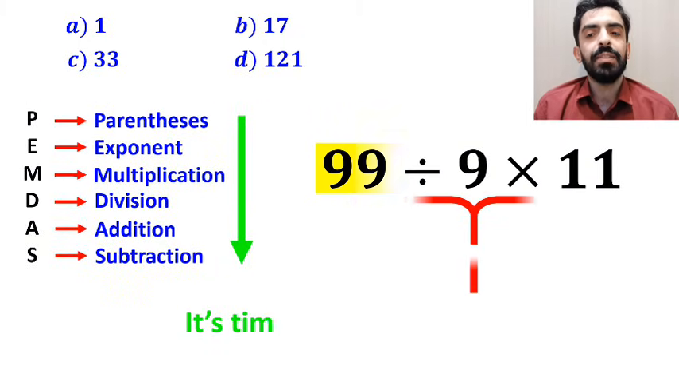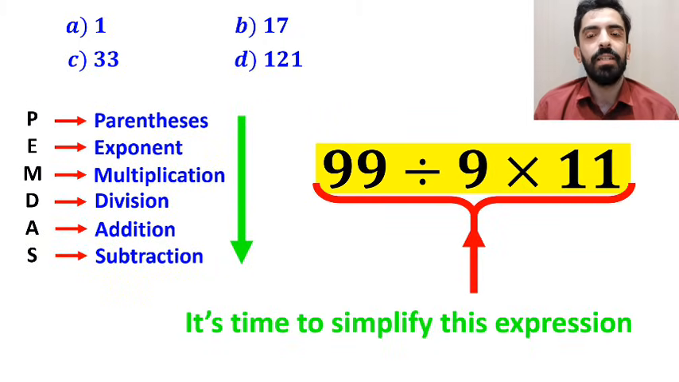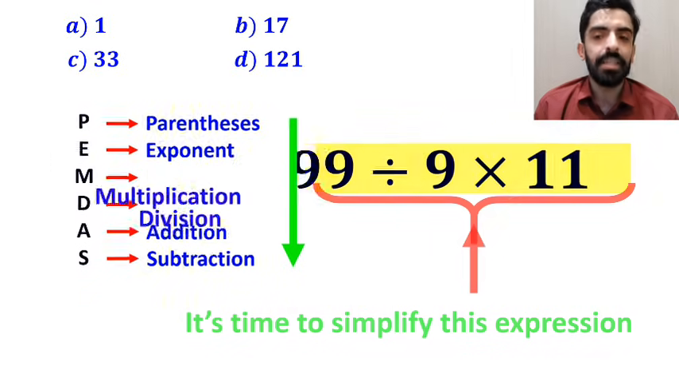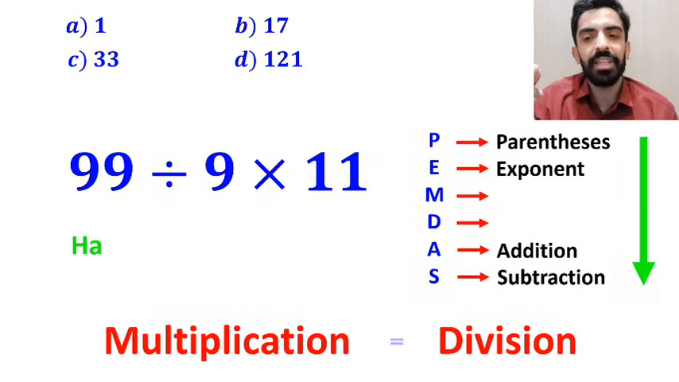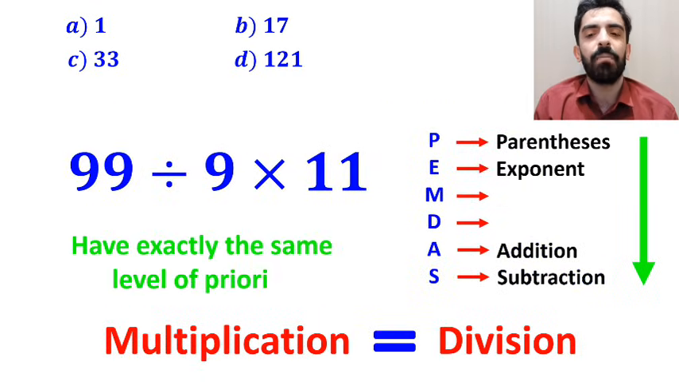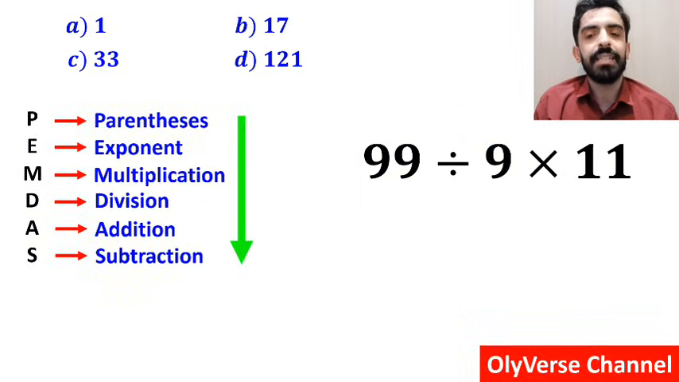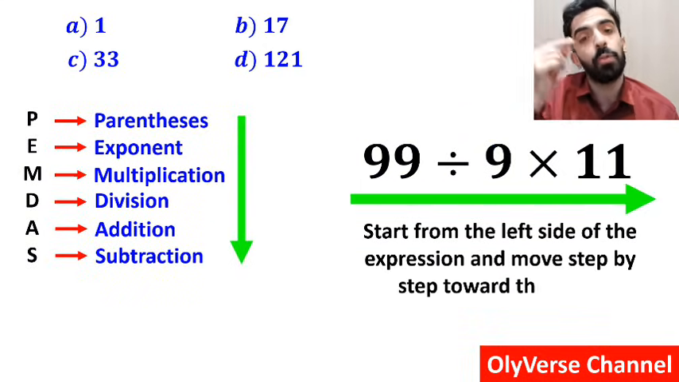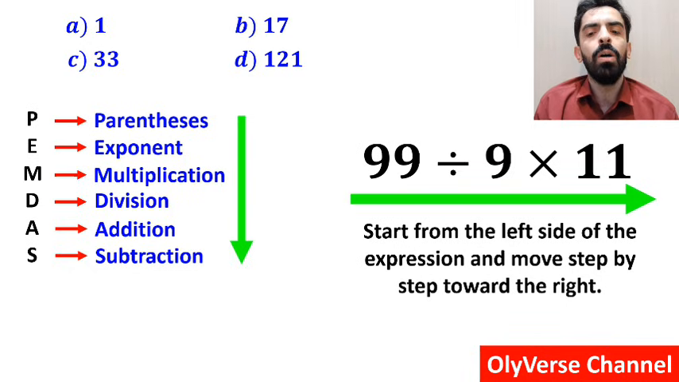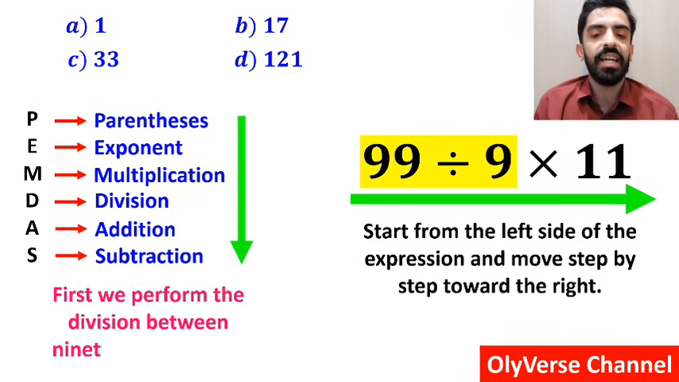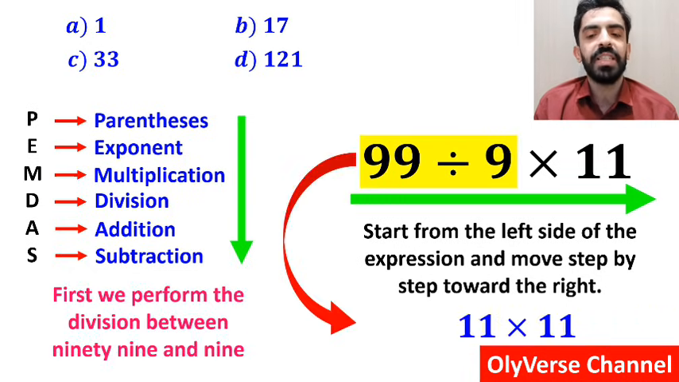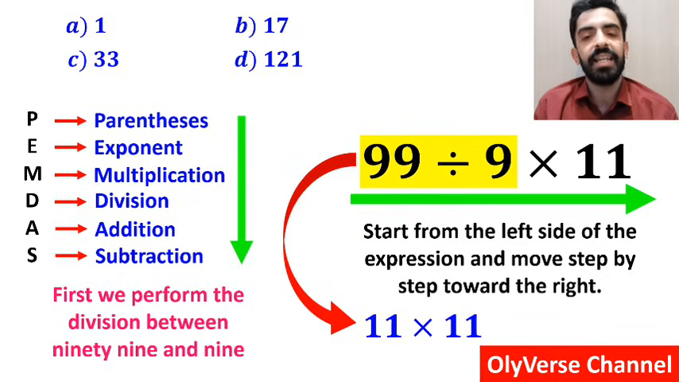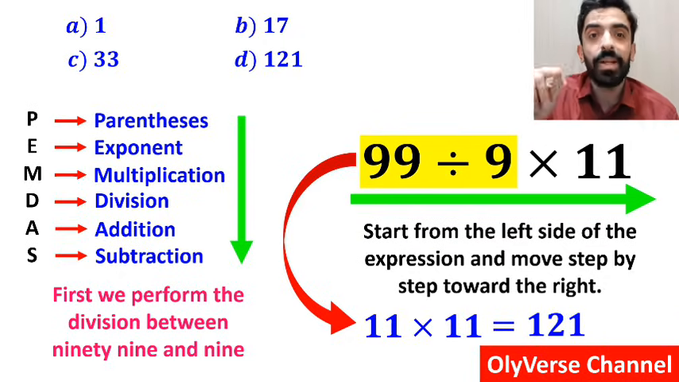Now, it's time to simplify this expression. It's very important to note that in the PEMDAS rule, multiplication and division have exactly the same level of priority. In this case, all we need to do is to start from the left side of the expression and move step by step toward the right. So, first we perform the division between 99 and 9. We simplify this expression to 11 multiplied by 11. And finally, the value of this expression will be 121.